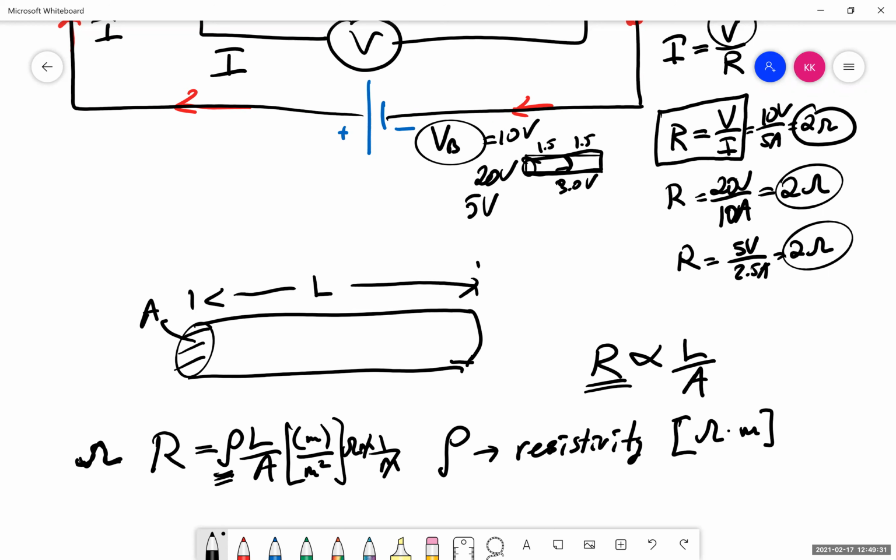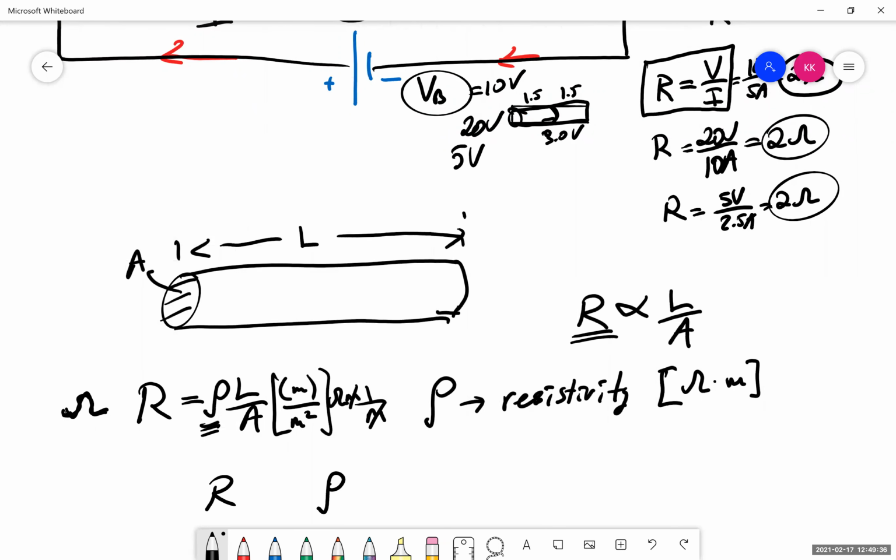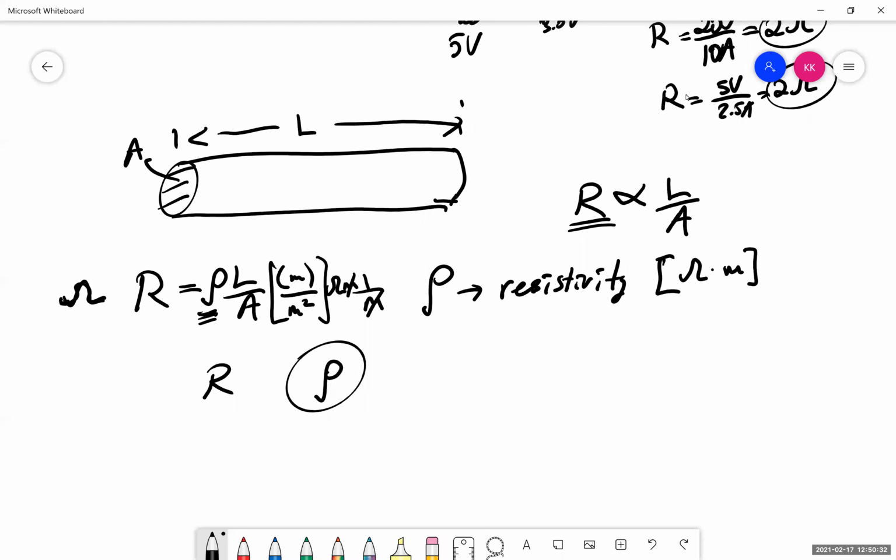Now, what is the physical difference between resistance and resistivity? Well, take it like this. Resistivity represents some specific information about the type of material we have. Okay, so resistivity is very specific to the type of material. Resistance is very specific to this particular wire. Okay, so for example, let's say this material is copper.